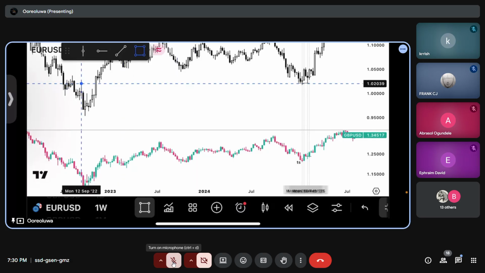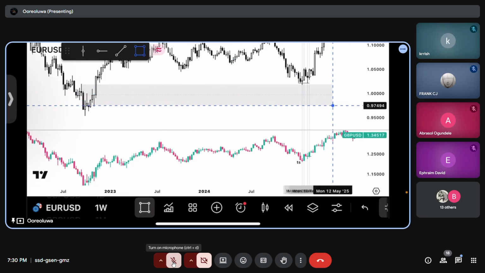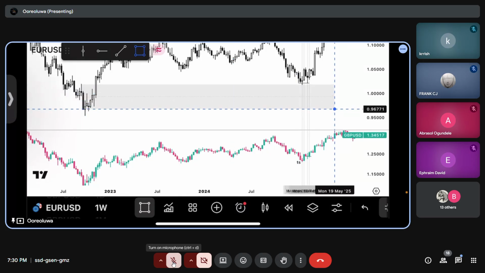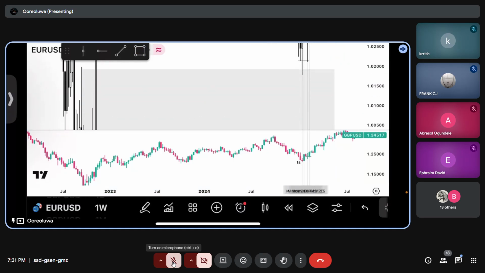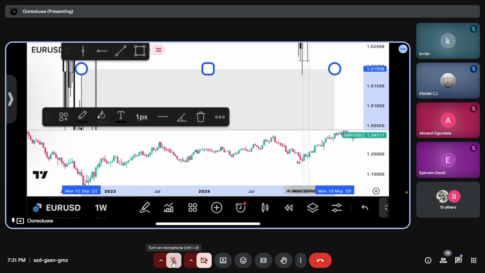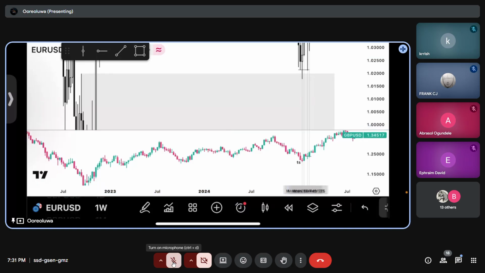Let me draw it out. This is an order block. Those two consecutive close candles are another order block. I see price tapped into it. Let me even draw it well. You can see price tapped into it, and there's also a fair value gap.